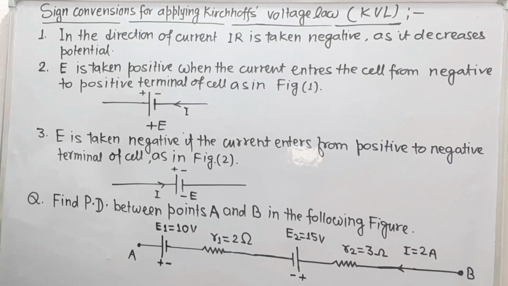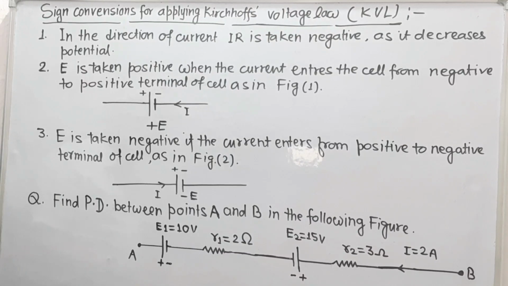Number 1, in the direction of current, IR is taken negative as it decreases potential. Means if we follow the direction of current, then all the I into R will be taken negative as they decrease the potential.